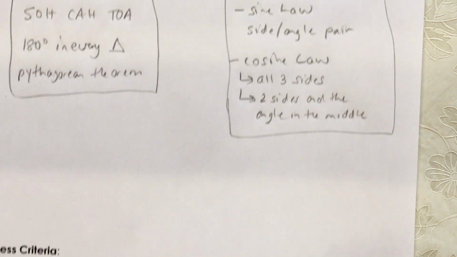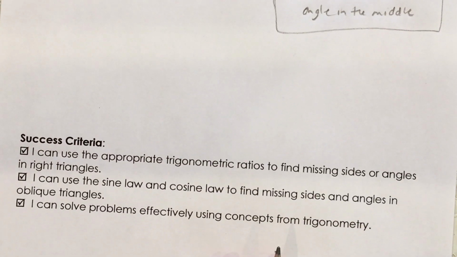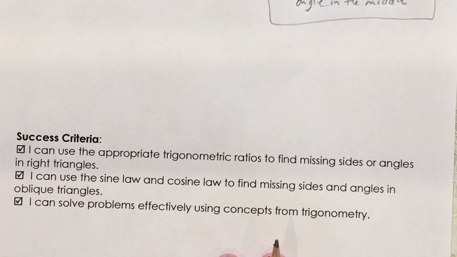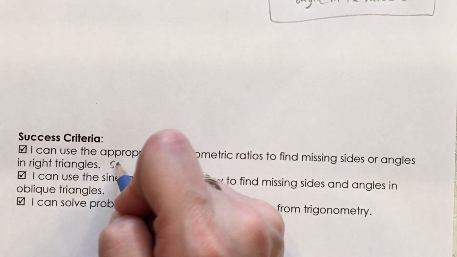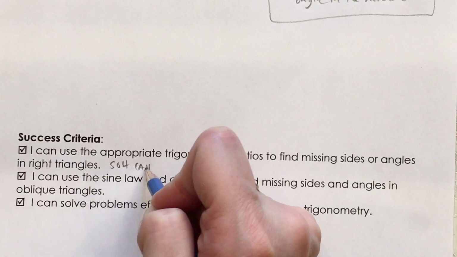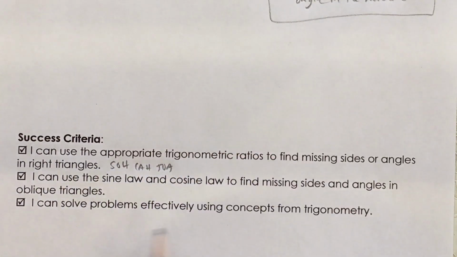So your success criteria as you try to work through the practice problems from practice 23 are that you can use appropriate trig ratios to find missing sides or angles in right triangles. So that's SOHCAHTOA. You can use the sine law and cosine law to find missing sides and angles in oblique triangles, and you can solve problems effectively using concepts from both right angle trigonometry and the sine law and the cosine law.